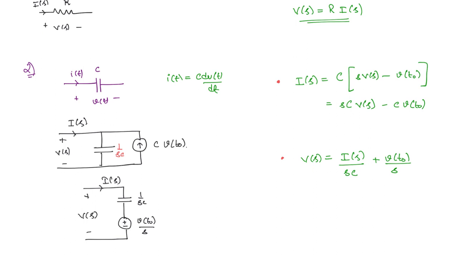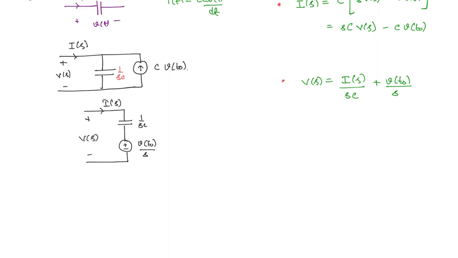Okay. Now one more important thing that you can see here is, in the case of resistor there was no issue with the initial values, but in capacitor we have initial elements. And one more important observation is, if there is no initial value, that means if v(t0) is 0, then what will happen to this circuit? The current source will be open circuited. When v(t0) is 0, no current is being delivered.